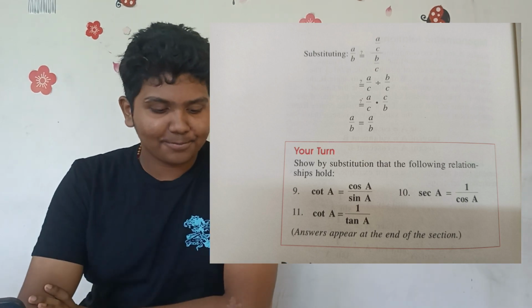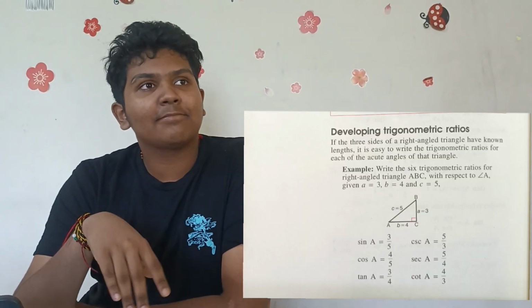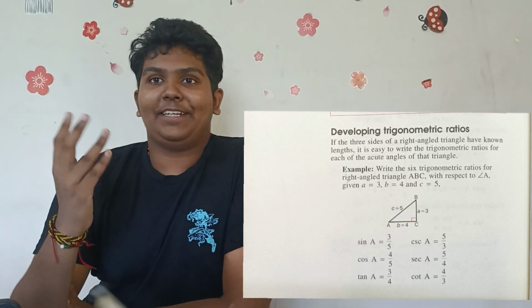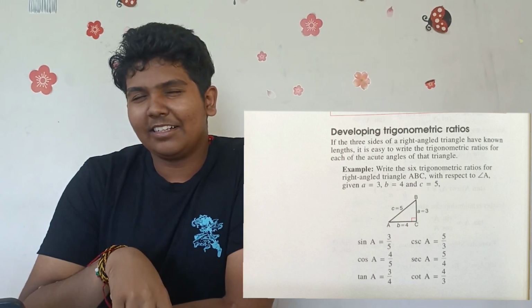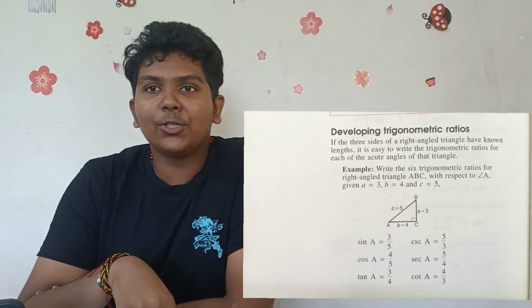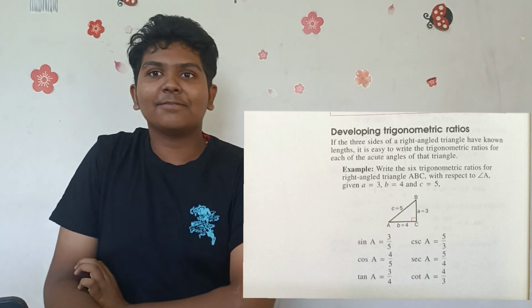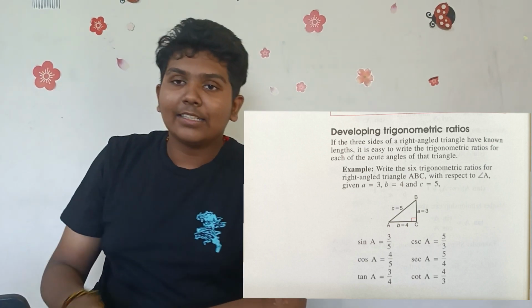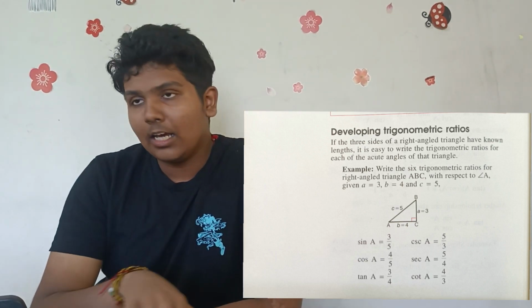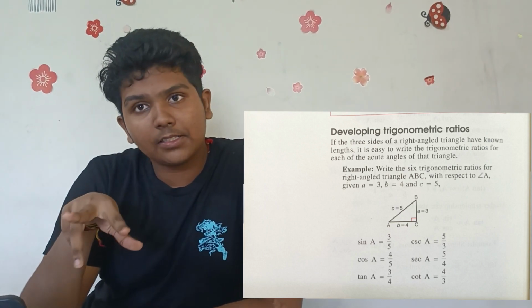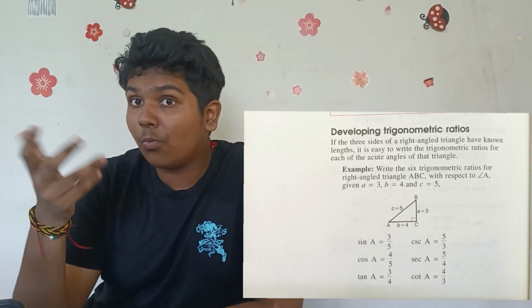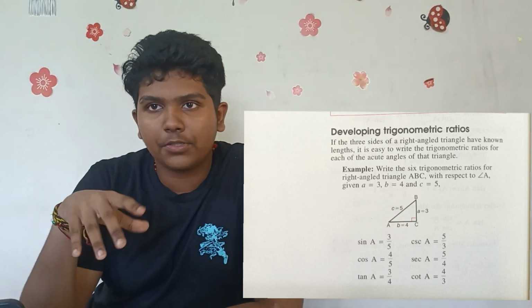Now next is developing the trigonometric ratios. In this developing, two sides can be given, say as 5 or 6.